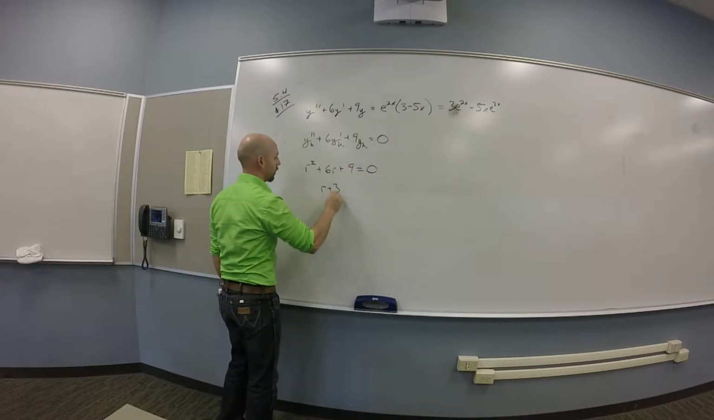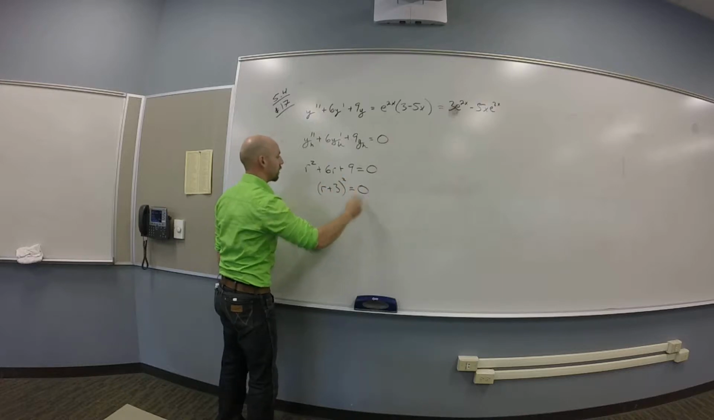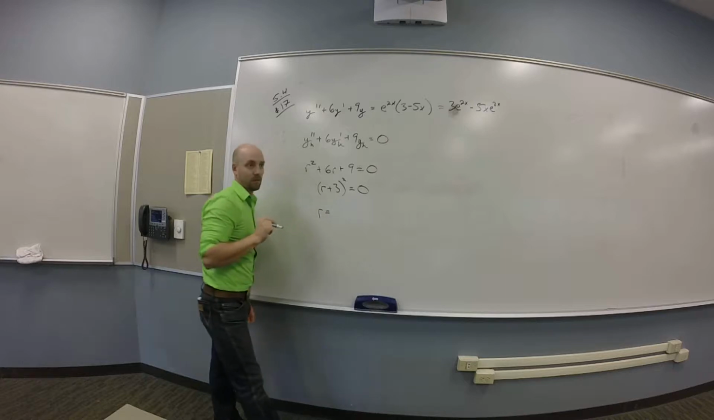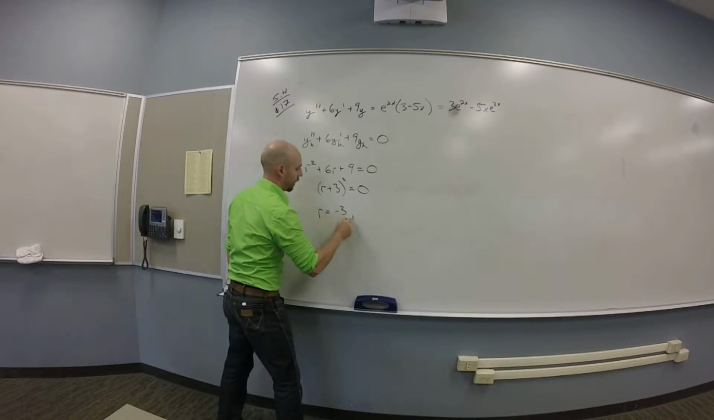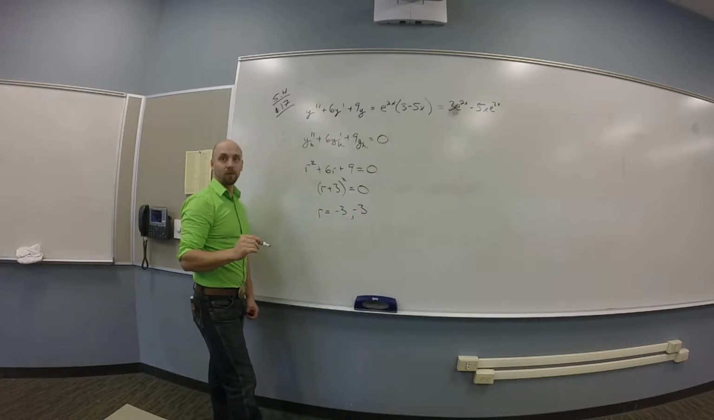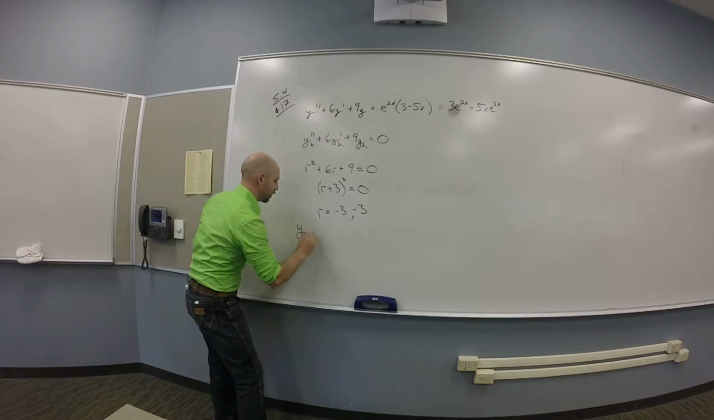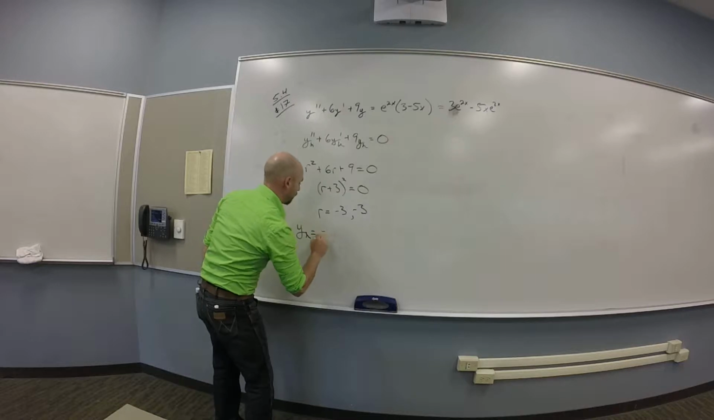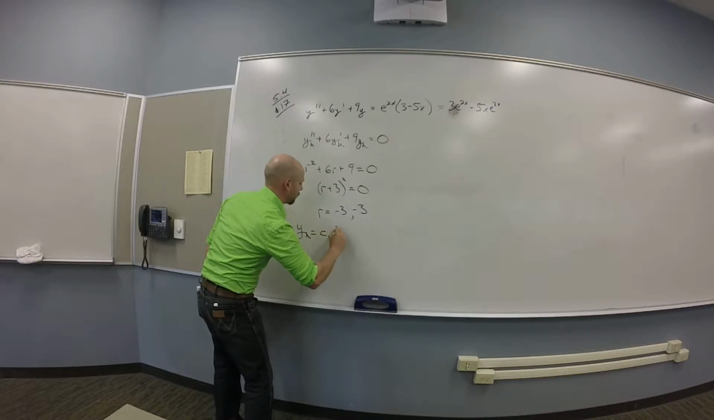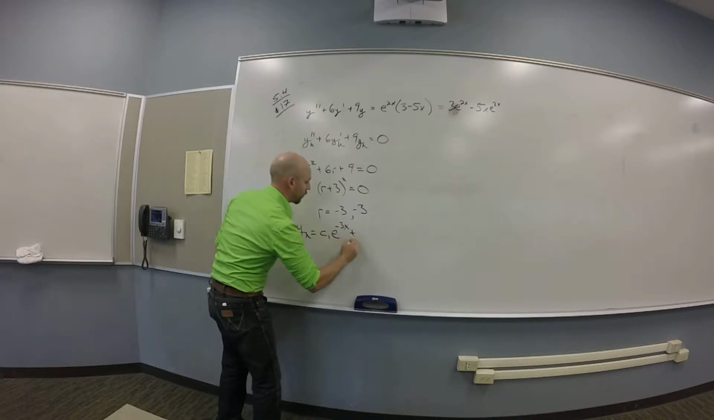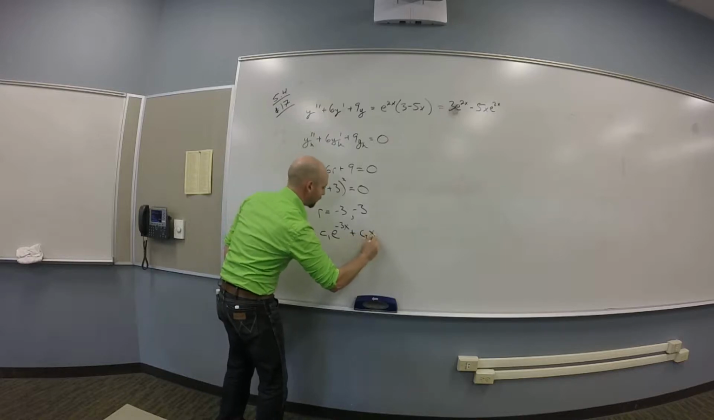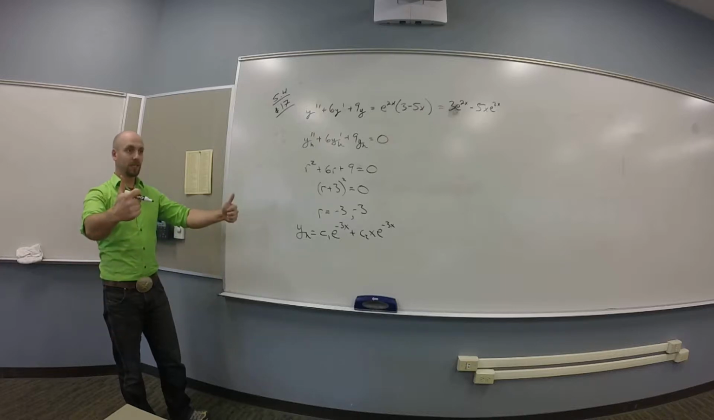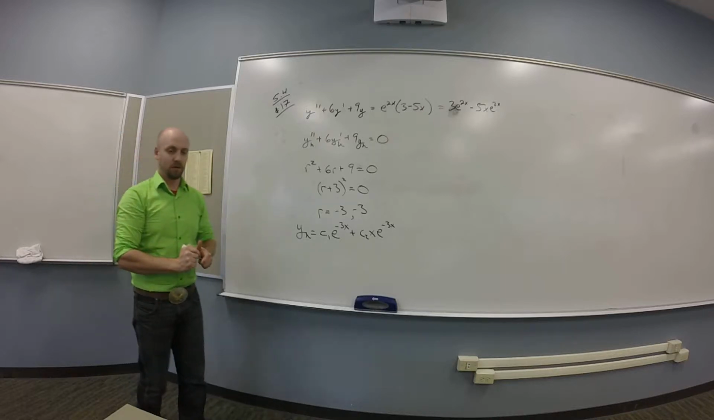Which tells us that (r plus 3) quantity squared is 0, which means that r is negative 3, which means that my homogeneous solution looks like C1 e to the negative 3x plus C2 x e to the negative 3x. Cool? Yes? What was I worried about?